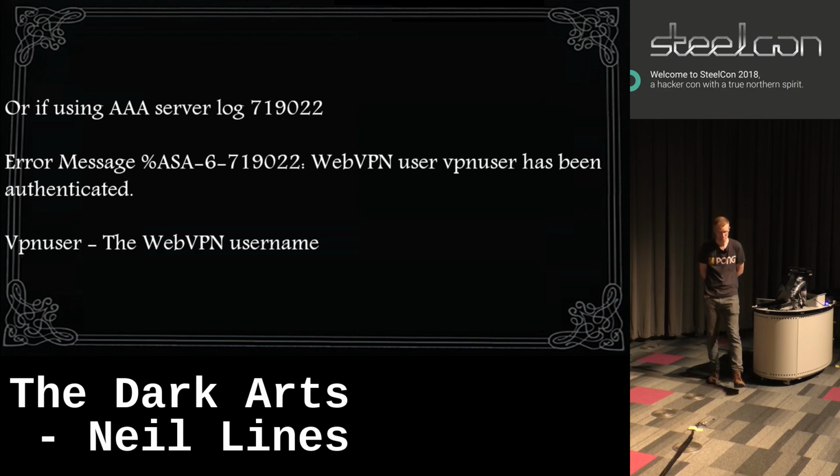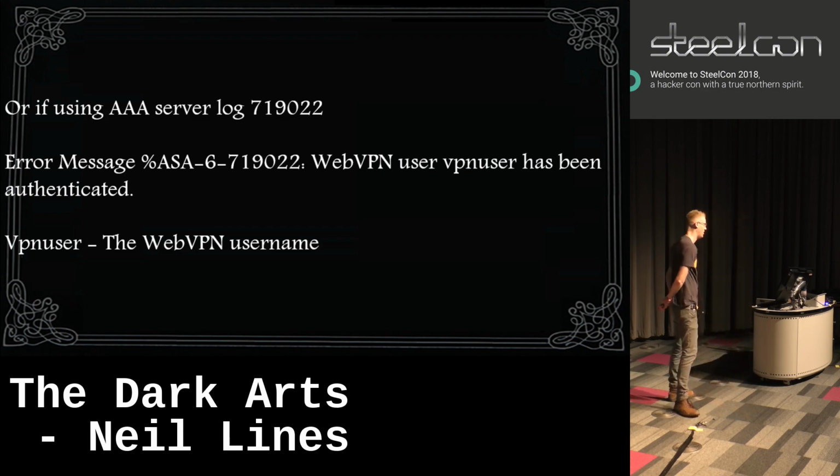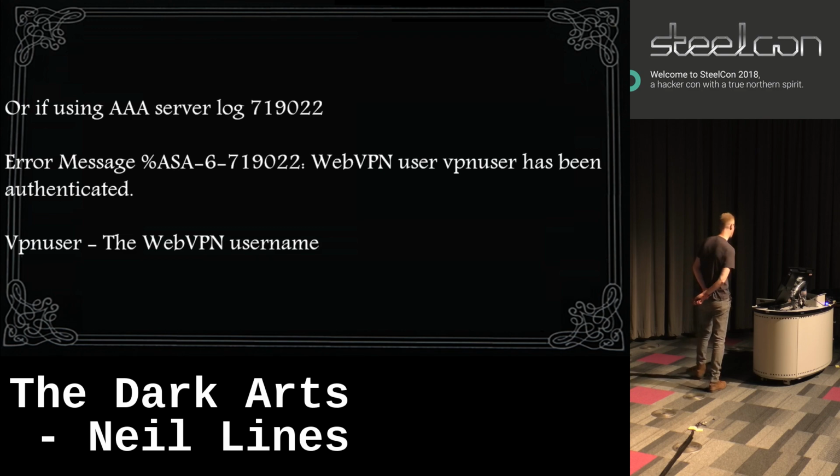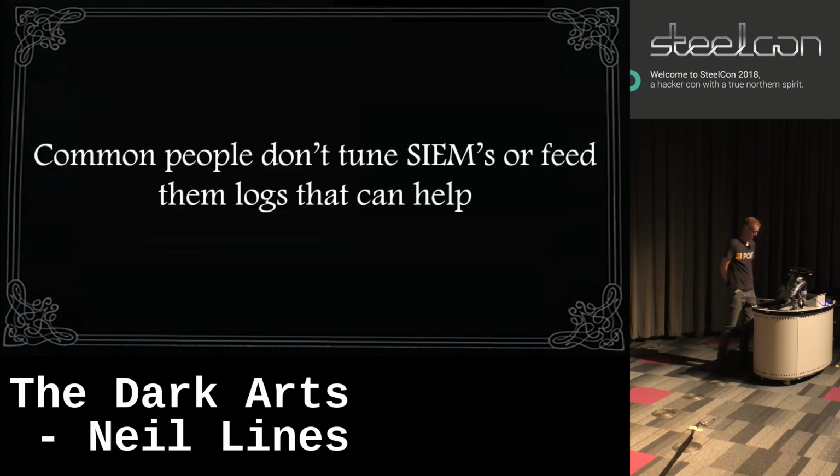What's interesting is, these are not on by default, and they're listed under error messages. So, successful authentication, failed authentication, I see it as a security log, not an error log. So, by default, they're not on, and you can bet your life not a lot of people log them, especially not the authenticated ones. It's common people don't tune their SIEMs or feed them logs that can help.